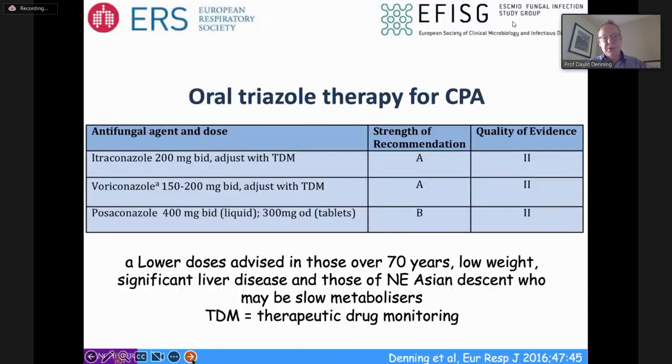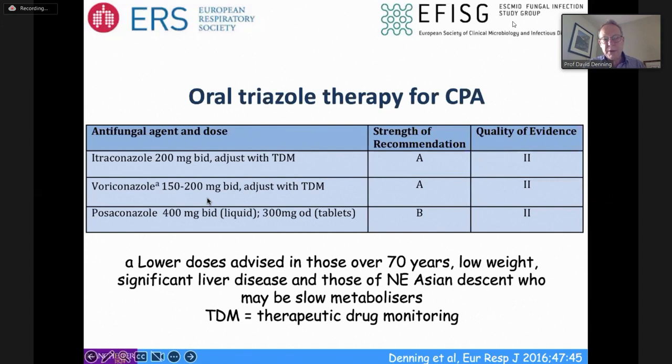So we normally treat with itraconazole, voriconazole, or posaconazole tablets these days. The data is not very strong for posaconazole, and there's only a little bit of data for isavuconazole as well. We typically use 400 milligrams a day for itraconazole. If you use less than that, they're usually subtherapeutic, and it increases your risk of resistance. And then we adjust with therapeutic monitoring, and some patients only need 300 milligrams a day, and some need 500 or 600 milligrams a day.